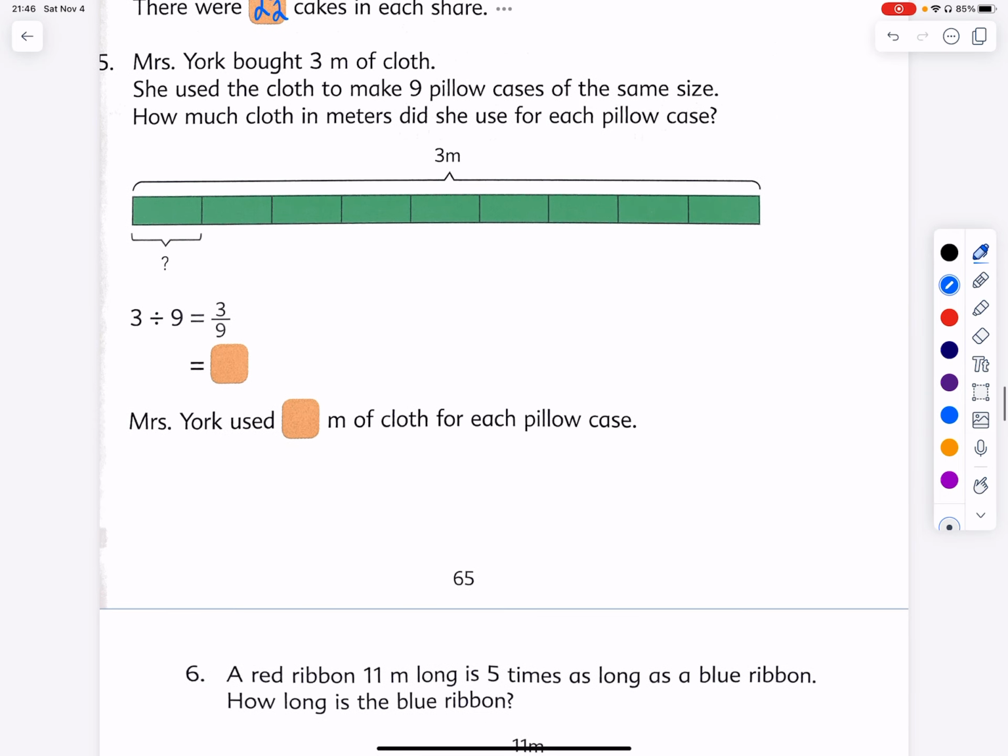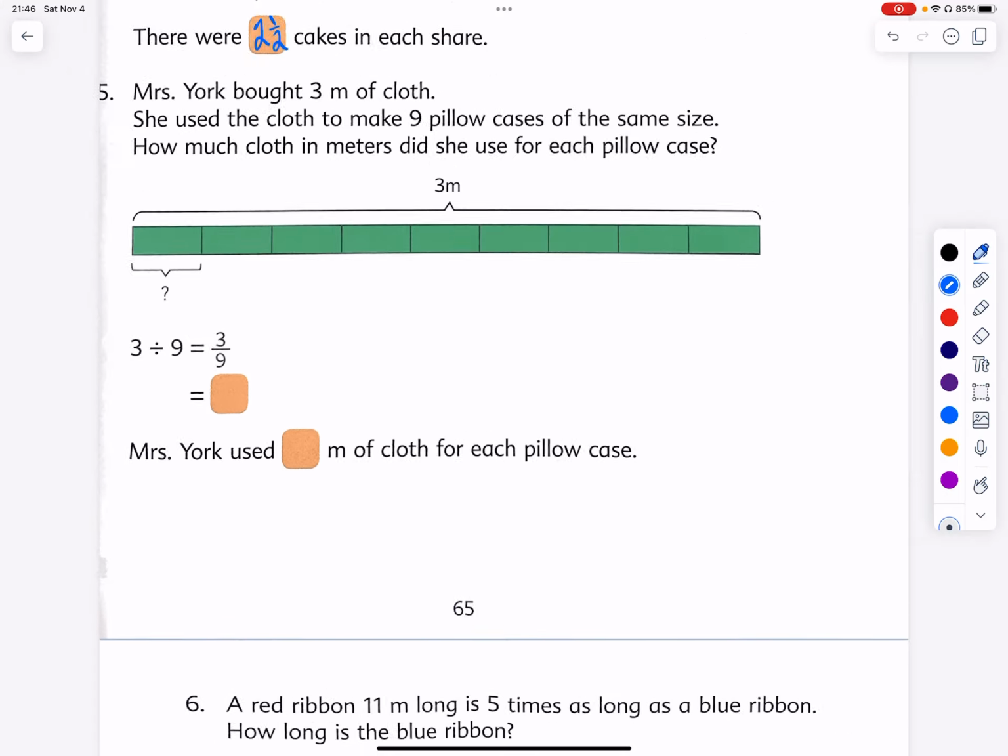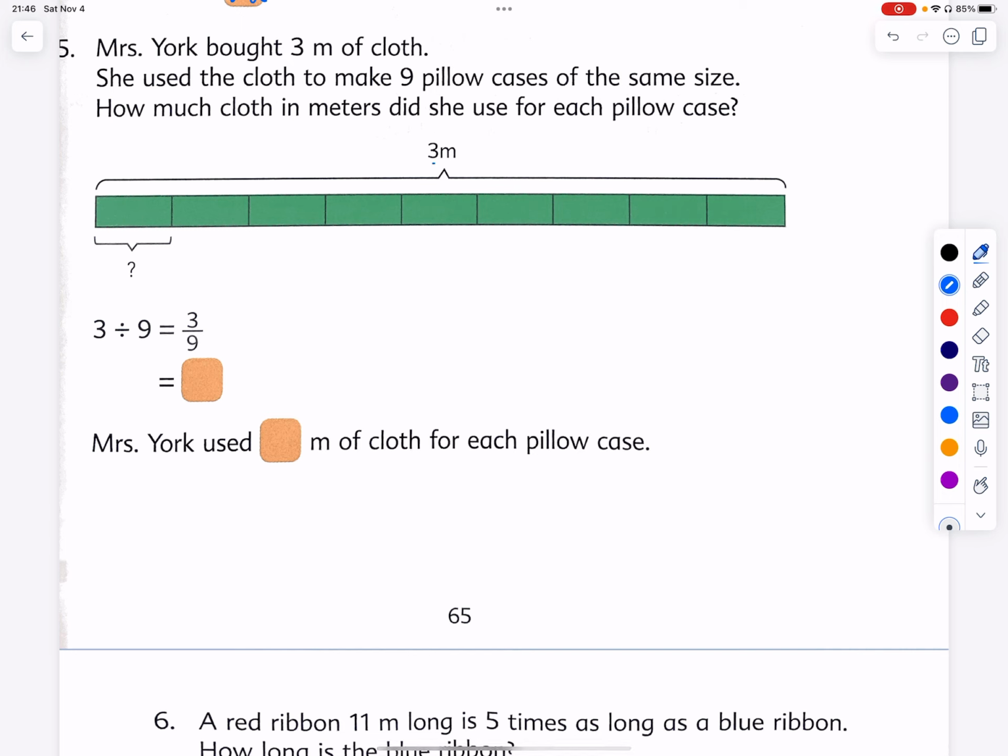Mrs. York bought 3 meters of cloth. 3 meters, that's her total. She used the cloth to make 9 pillows. Pillow 1, pillow 2, pillow 3, dot, dot, dot, and finally pillow 9. How much cloth did she use for each pillow?